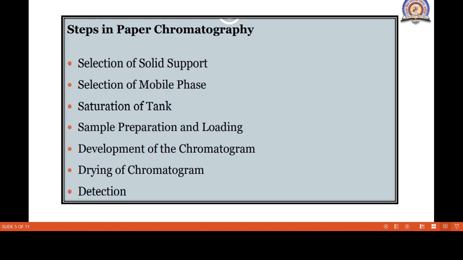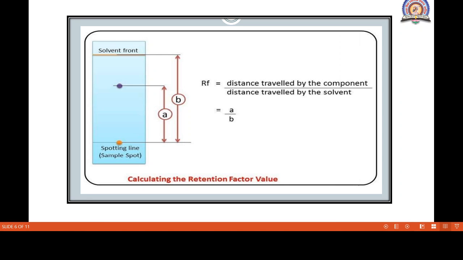By the RF value we find out the RF factor of this compound. So here, calculating the retention factor. Suppose this is a paper chromatogram. On that paper, this is the starting line, and on that we place our sample or analyte. Place this paper in the mobile phase, so it moves in an upward direction due to capillary action, and the component gets separated here.